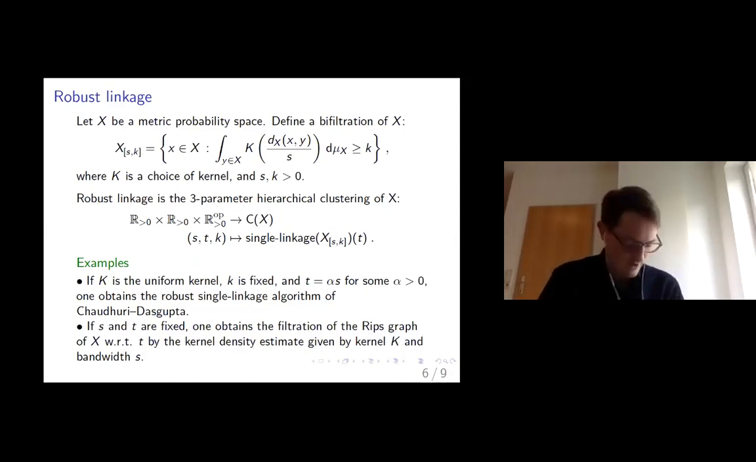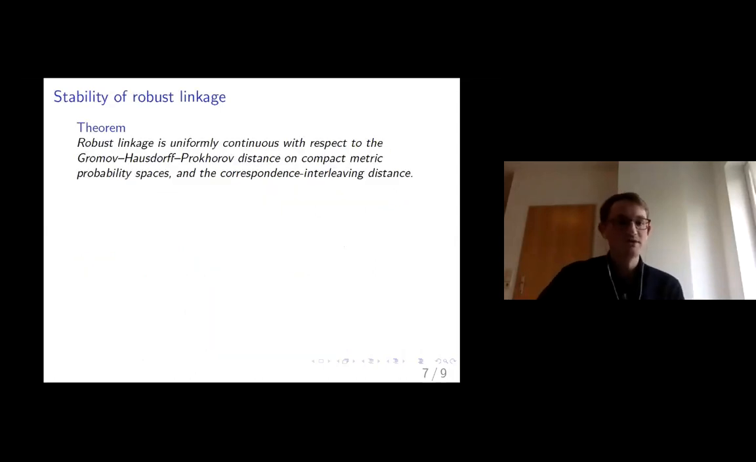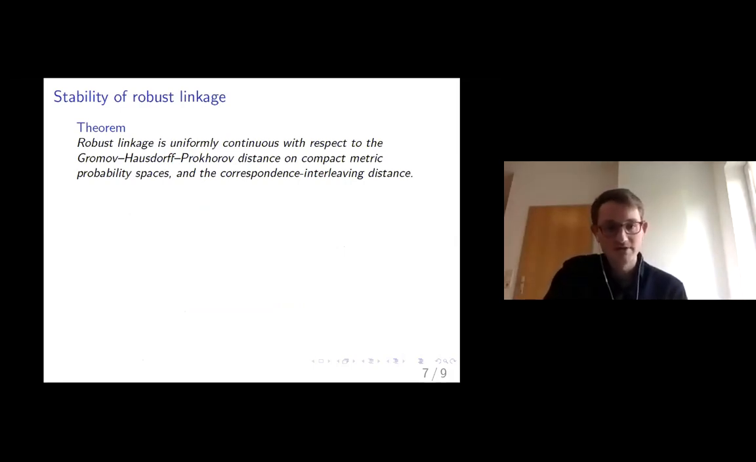Okay, so now I can talk about our first result, which is a stability theorem for this robust linkage construction. So robust linkage is uniformly continuous with respect to the Gromov-Hausdorff-Prokhorov distance on compact metric probability spaces and the correspondence interleaving distance on 3-parameter hierarchical clusterings. And if you define robust linkage using the uniform kernel, then it's 2 Lipschitz.